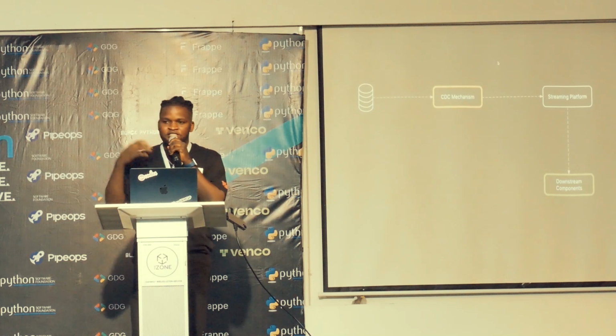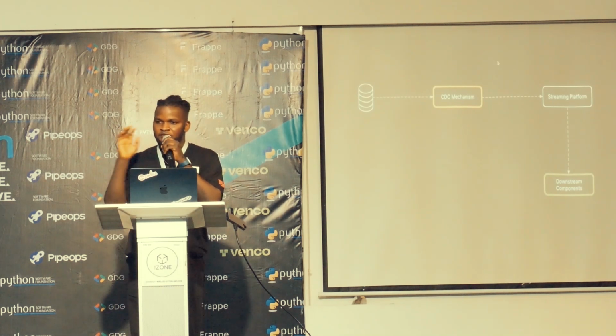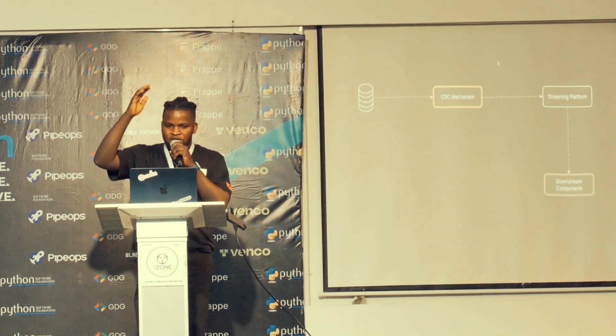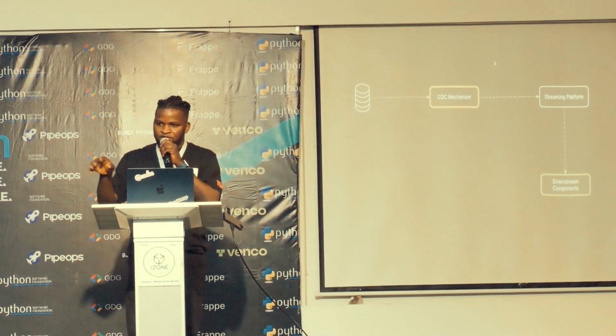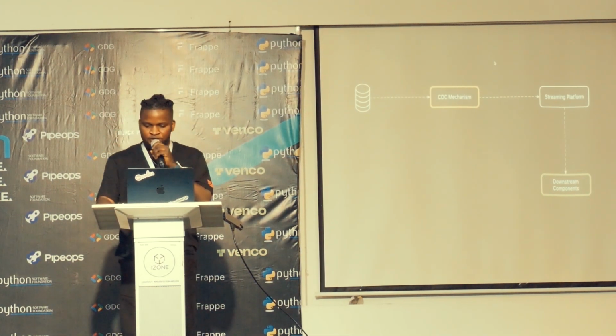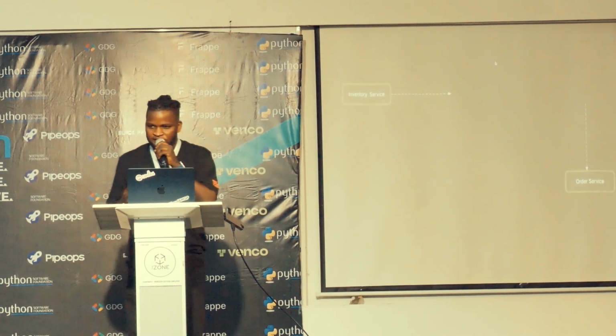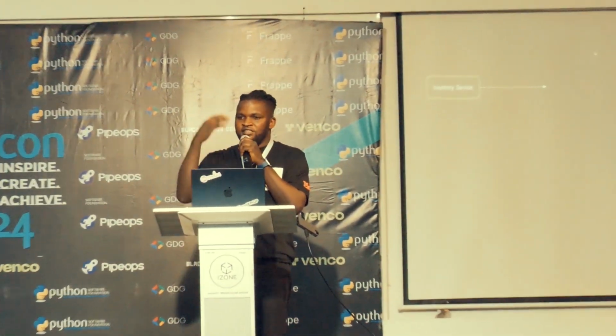Recall we said that a typical change data capture pipeline should have 4 components: some upstream database, data source, a CDC mechanism, a streaming platform, and some downstream components. In our case, the upstream component is the inventory service. The downstream component is the order processing service. But what about the CDC mechanism and the streaming platform?